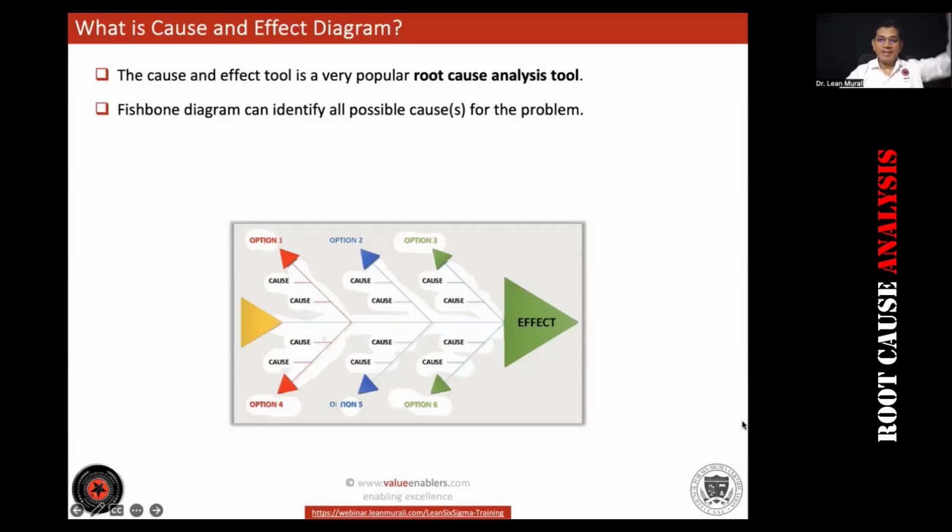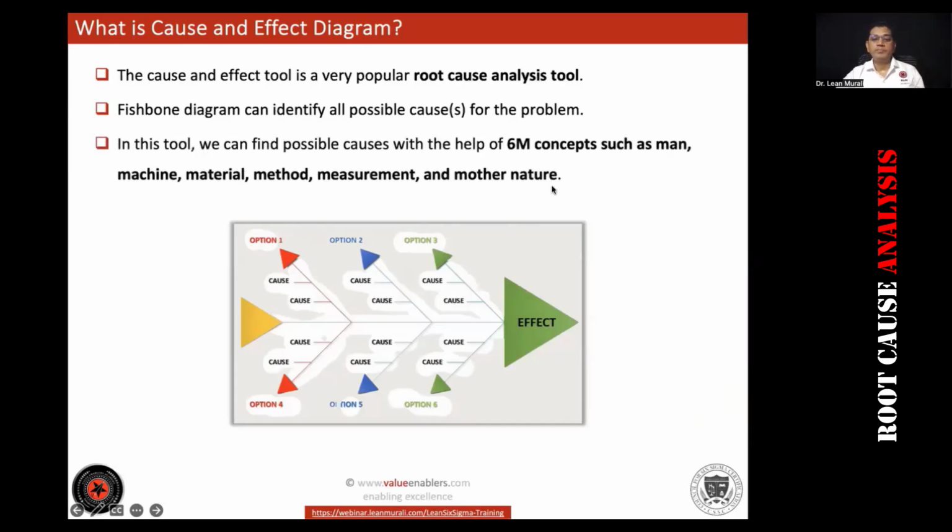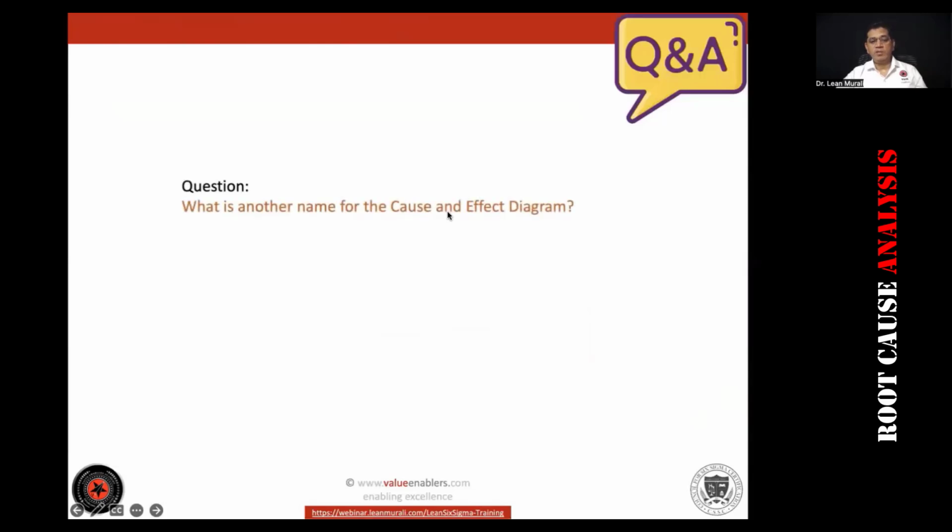It is not the real causes. It is a possible cause or potential cause. It could be potentially causing. Okay, that's a right statement that you should use. Okay, and we have seen the 6M concept: man or member, machine, material, method, measurement, and mother nature. The question here, what is another name for cause and effect diagram? Pareto, fishbone, control chart, flow chart. Such a simple question, right?